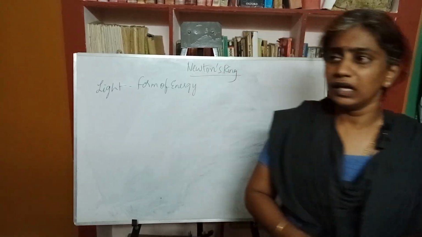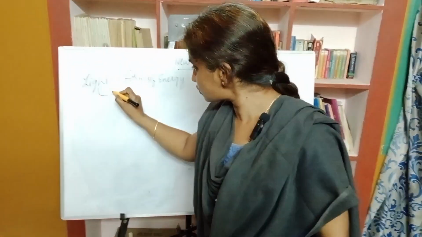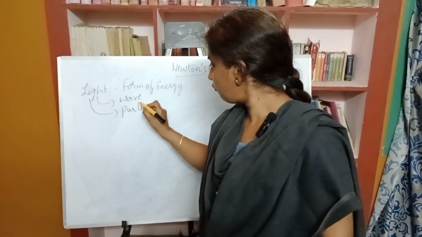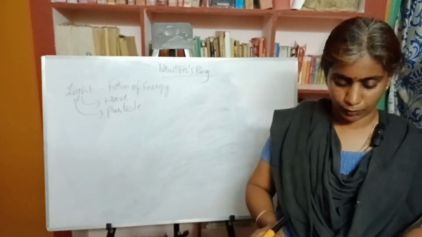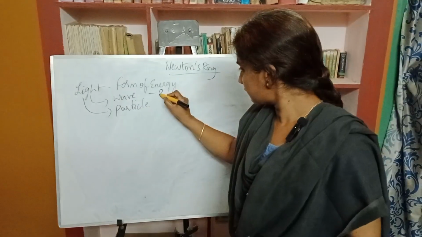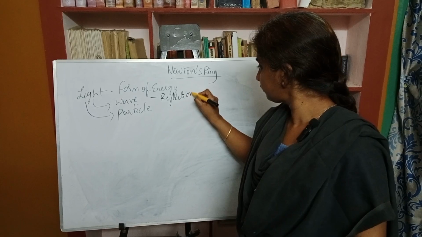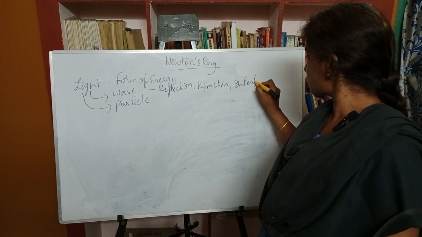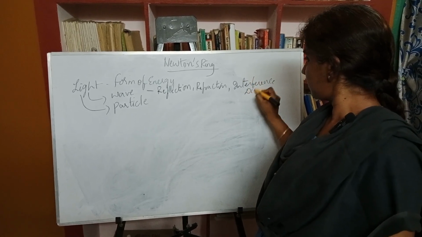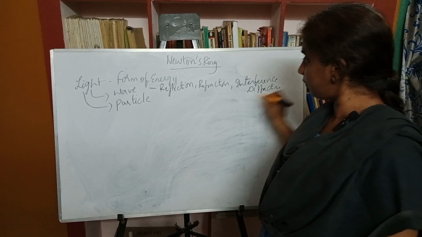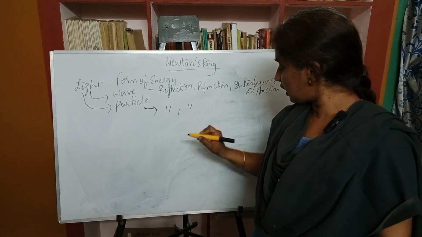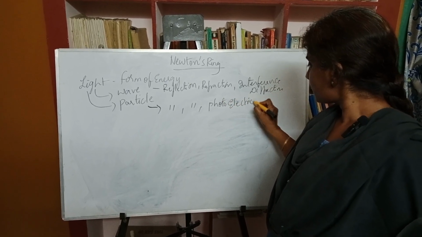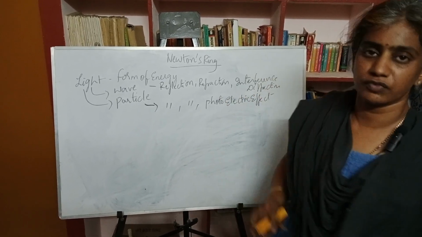Okay. So it is understood that light has two behaviors. One is called the wave behavior and the other one is called particle behavior. Wave behavior happens to explain few of the properties of light like reflection, refraction, interference and diffraction, etc. The particle behavior explains reflection, refraction and phenomena like photoelectric effect.